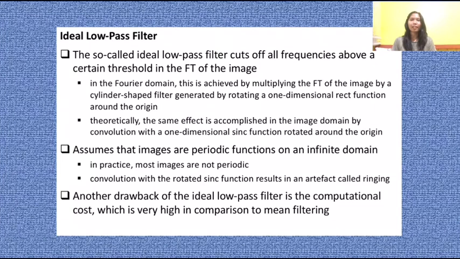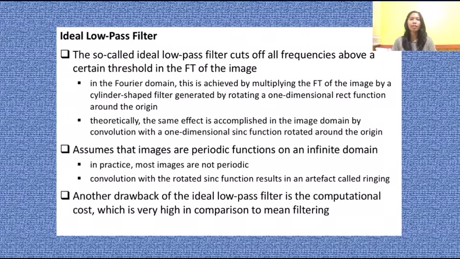Ideal low-pass filter. The so-called ideal low-pass filter cuts off all the frequency above a certain threshold in the FD of the image. In the forward domain, this is achieved by multiplying the FD of the image by a cylinder-shaped filter generated by rotating a one-dimension rectangular function around the origin. Theoretically, the same effect is accomplished in the image domain by convolution with a one-dimension sinc function rotated around the origin.